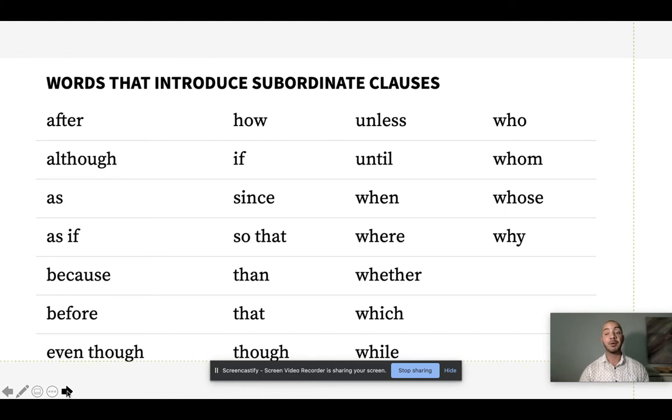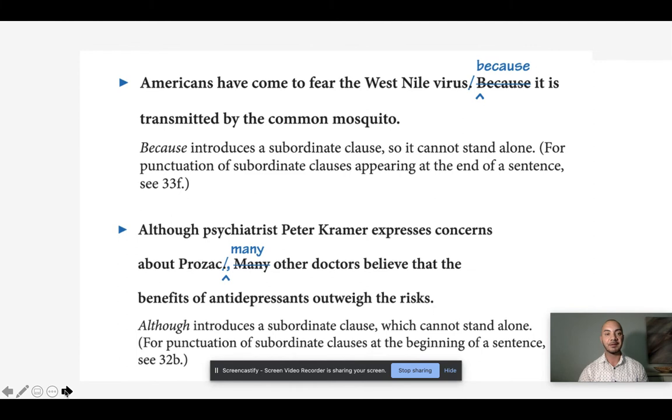So for example, if I wrote, although I did my homework, period, that's not a complete sentence. I can say, although I did my homework, comma, I turned it in late, and in that case, it is a complete sentence. So we want to be careful for any time that we see these subordinating conjunctions because they create what's called dependent clauses.